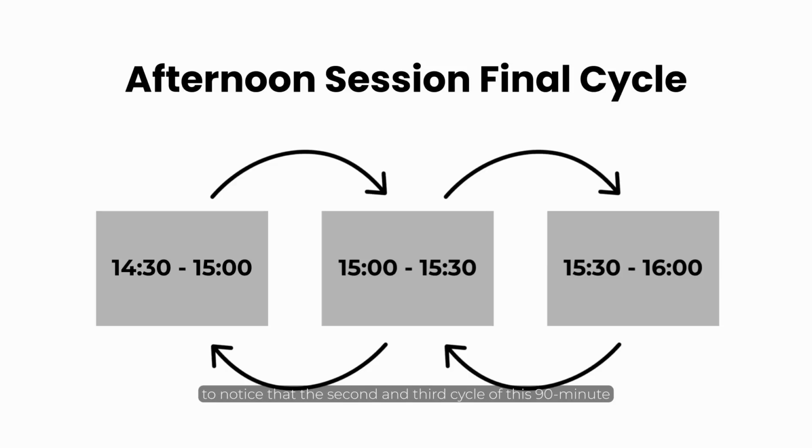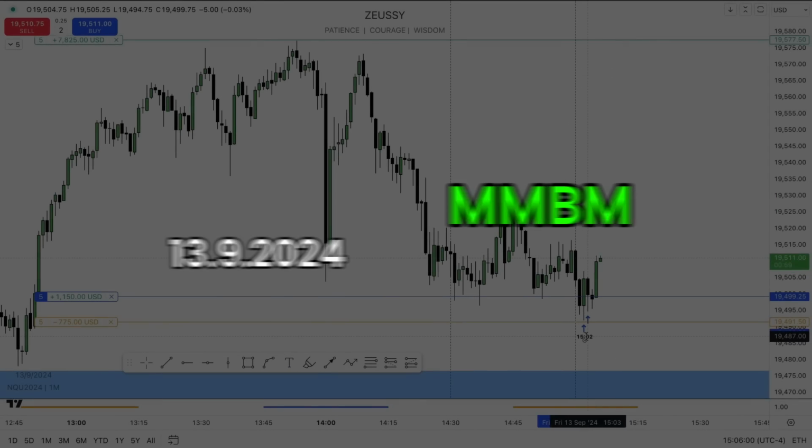Now, what's interesting to note is that the second and third cycle of this 90-minute cycle are the power hour. Meaning, this is the final hour of trading for the day from 3 to 4 PM. There's some interesting signatures that we can be looking at to confirm how power hour is likely going to deliver.